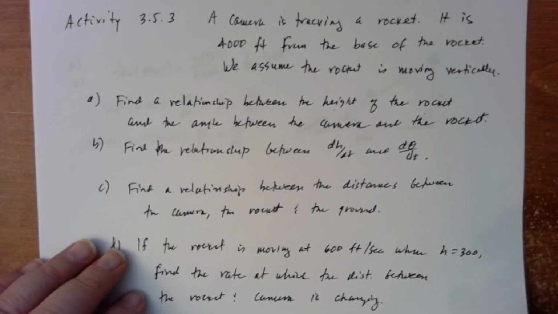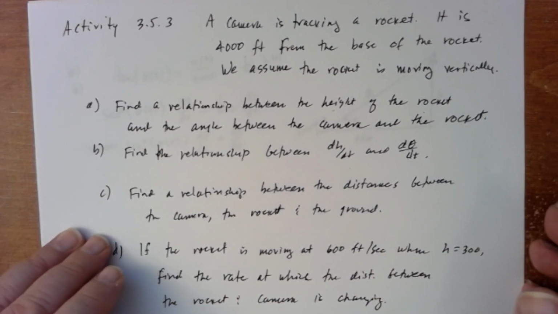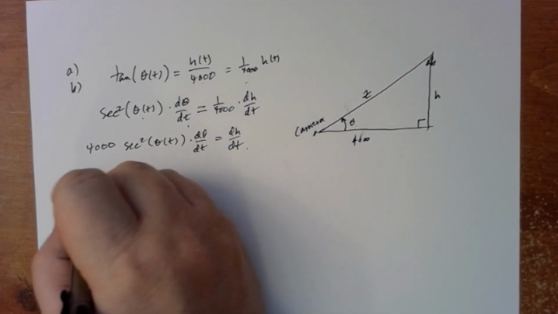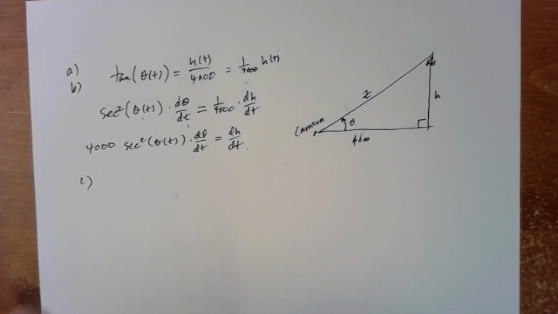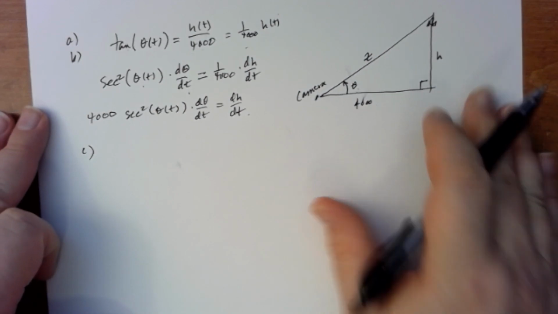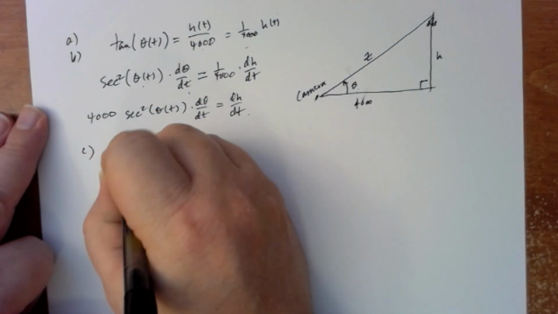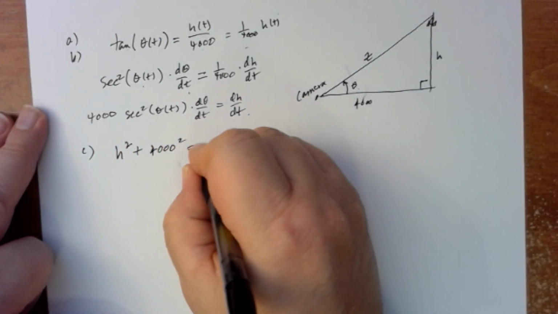Good. Now part C. Find a relationship between the distances between the camera, the rocket, and the ground. Of course, we have a right triangle. So what is the relationship between those three numbers? Ooh, my ink is still wet. That's the Pythagorean theorem. So we have that h squared plus 4,000 squared is equal to z squared.